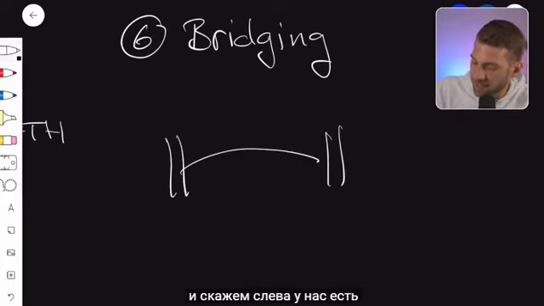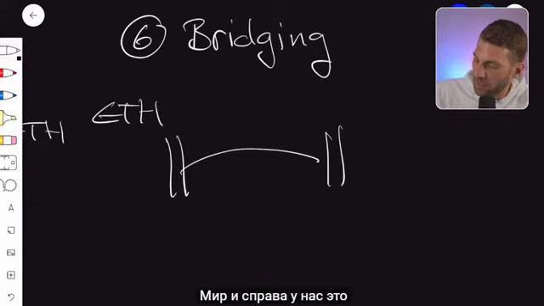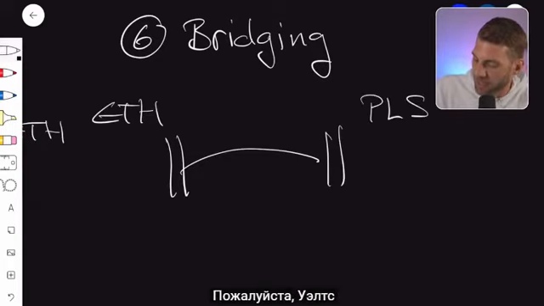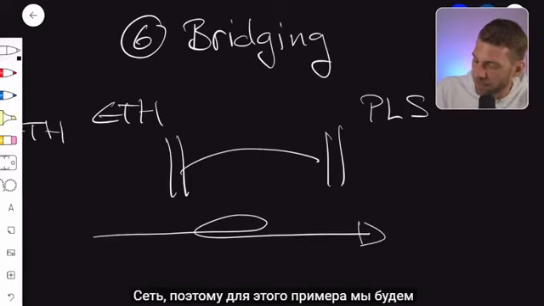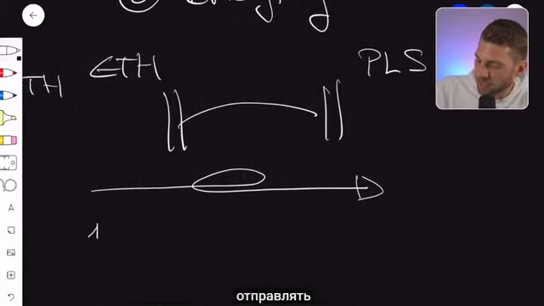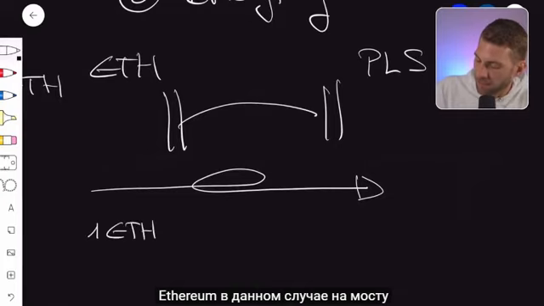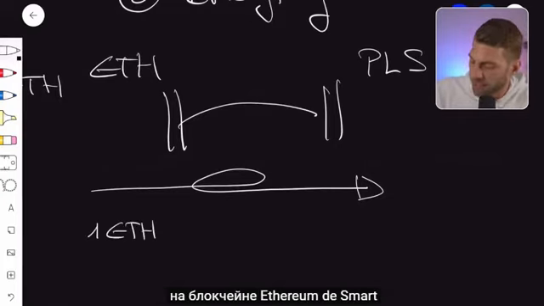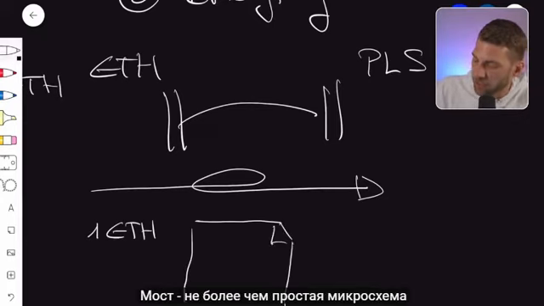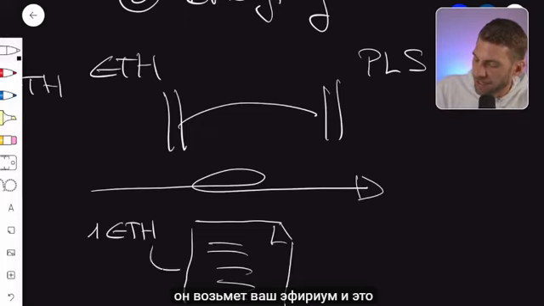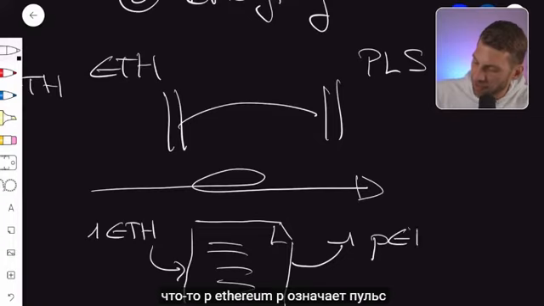And let's say on the left side we have the Ethereum world, and on the right side we have the PLS world, and we would like to bridge some crypto over to the PLS network. So for this example, we're going to send one Ethereum to the bridge on the Ethereum blockchain. The smart contract on this bridge, because a bridge is nothing else than just a smart contract, will take your Ethereum and lock it up in the smart contract, and it will issue some P Ethereum. The P stands for Pulse chain because we are now on the Pulse chain network.